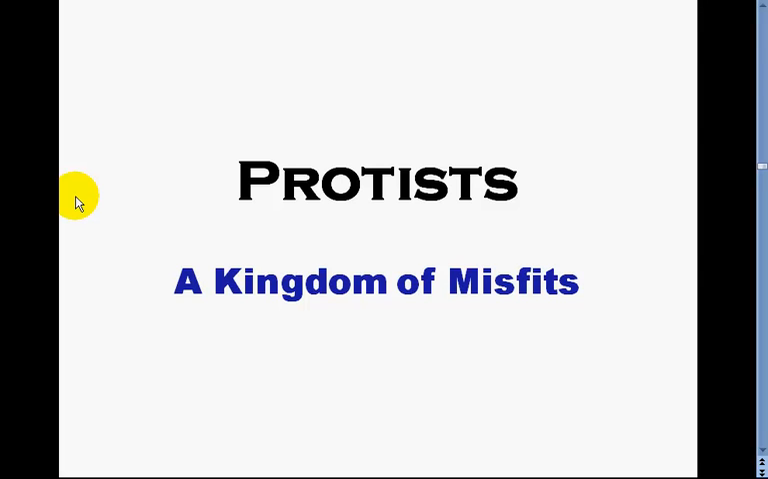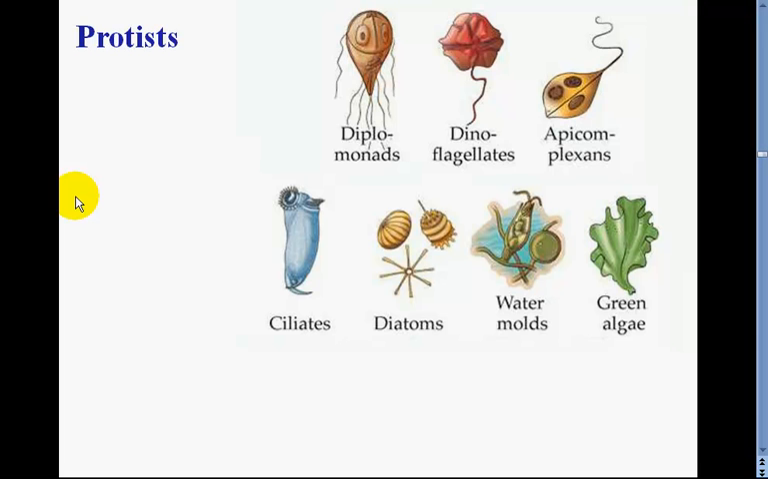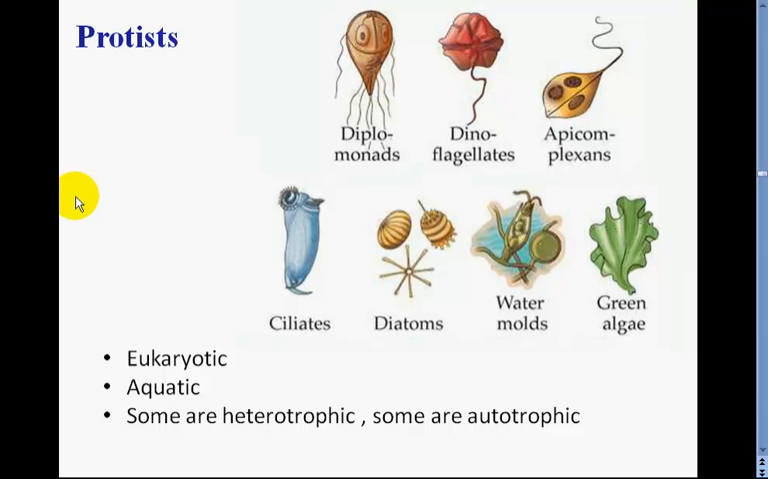All right, protists. I like to think of protists as a kingdom of misfits because it's such a diverse kingdom. Essentially, things that don't fit in the prokaryotic domains, but also don't fit in the multicellular eukaryotic kingdoms, are put into the protist kingdom. But one thing that unites all of these weird organisms is that they're eukaryotic, they have a nucleus, they tend to be aquatic, found in water, some can be autotrophic and some are heterotrophic. Most are unicellular, though we'll see in a moment a few examples of multicellular protists.